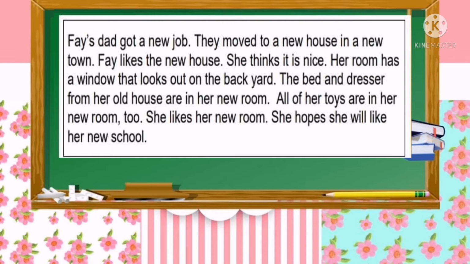Faye's dad got a new job. They moved to a new house in a new town. Faye likes the new house. She thinks it is nice. Her room has a window that looks out on the backyard. The bed and the dresser from her old house are in her room. All of her toys are in her room too. She likes her new room. She hopes that she will like her new school.